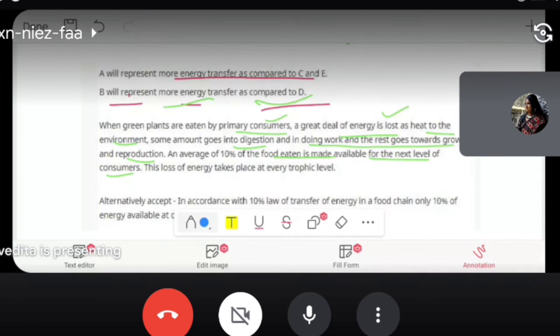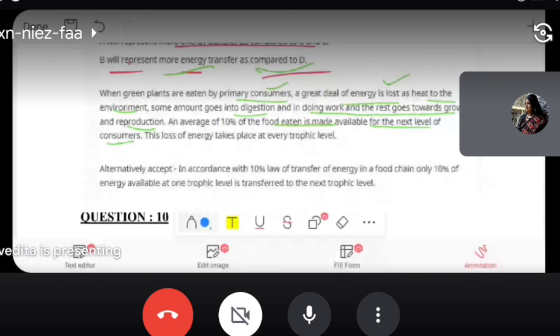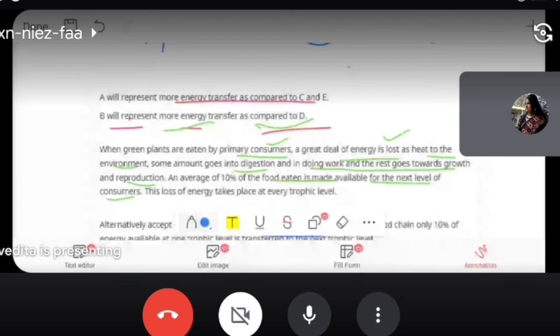Understood? Yes, ma'am. Okay, so this is in accordance with the 10% law of transfer of energy. Here is one law, the 10% energy transfer law. I will explain it when I go to that chapter. So this is the main reason for this energy transfer.